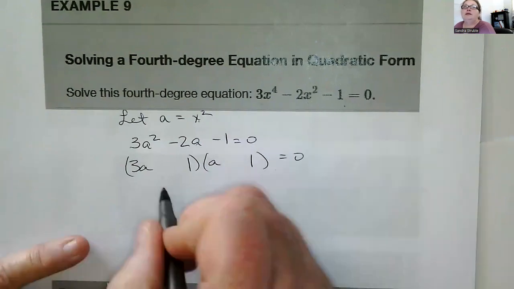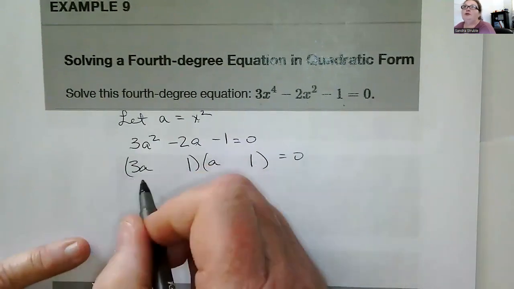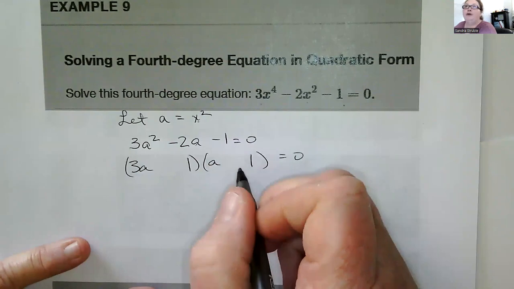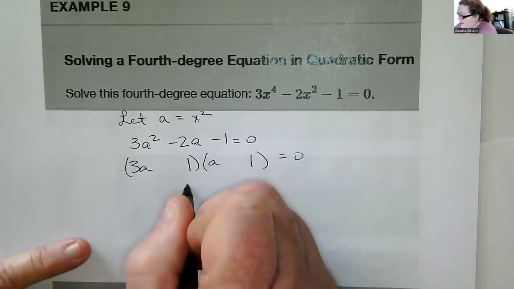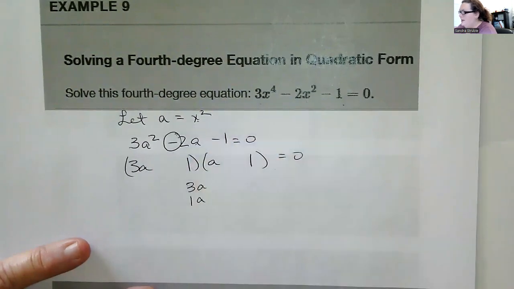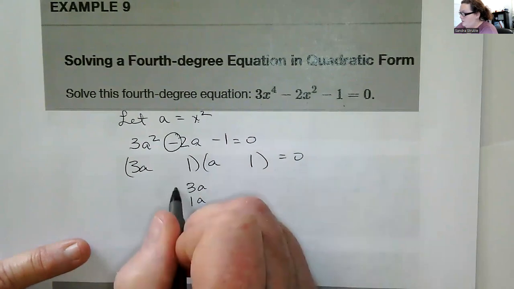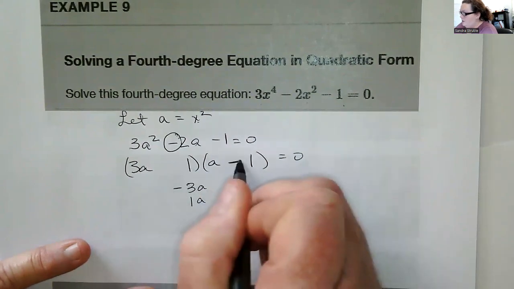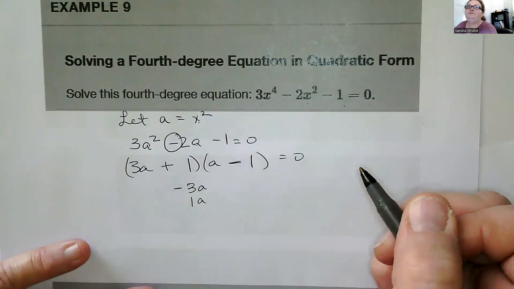So the next thing is we just need to check our OI, the middle 2 terms of our FOIL. So outer and inner. Outer terms are 3a, inner terms are 1a. We need it to be a negative in the middle term. So that means that we're going to have negative for this one. So negative here, positive here.